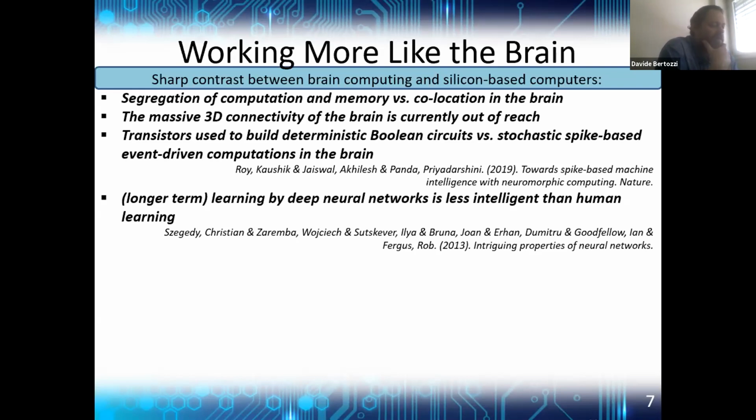Second, the massive three-dimensional connectivity in the brain is currently beyond the reach of silicon technology, which is limited by two-dimensional connections and a finite number of interconnected metal layers and routing protocols. Third, transistors are largely used as switches to construct deterministic Boolean circuits, Boolean logic. In contrast to the spike-based event-driven computations that take place in the brain and that are inherently stochastic.